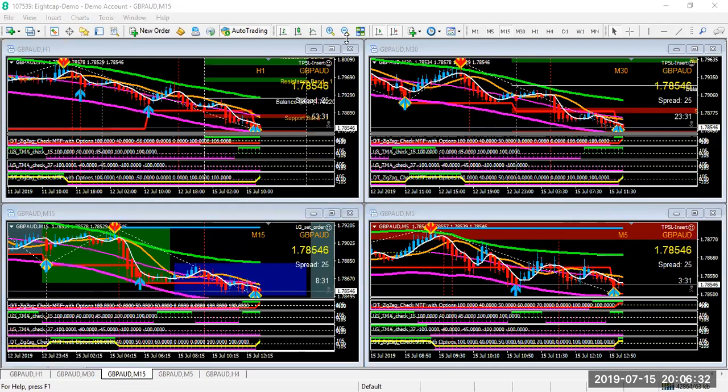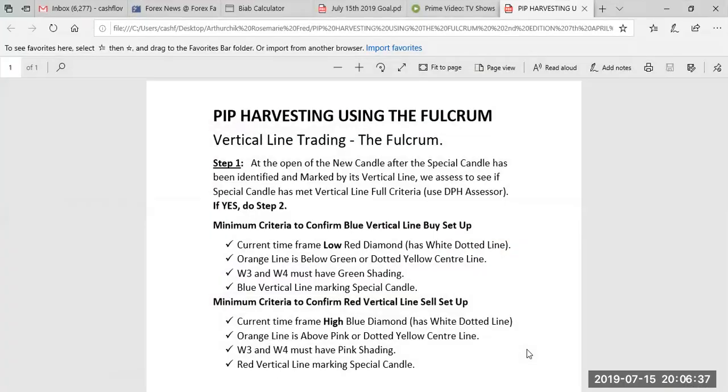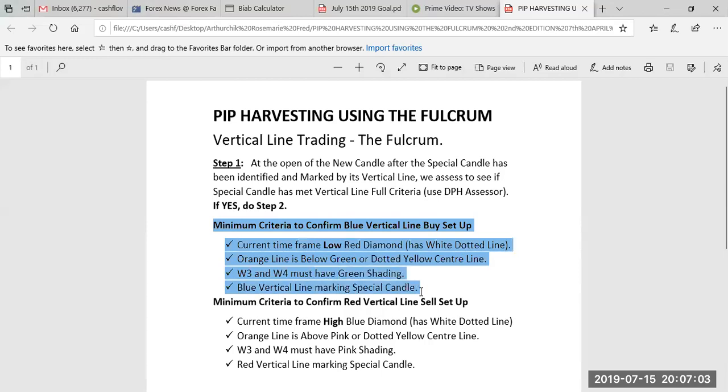So I'll just go to the PDF. I'm sure you've heard it before from me: trading can be hard or can be easy. Okay, so with the template that you've got, basically I've minimized it to a minimum criteria for a buy of those 4 items. You can have this printed out.